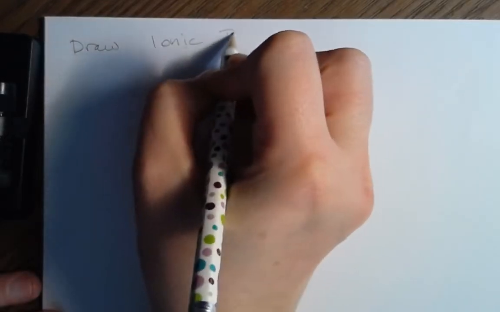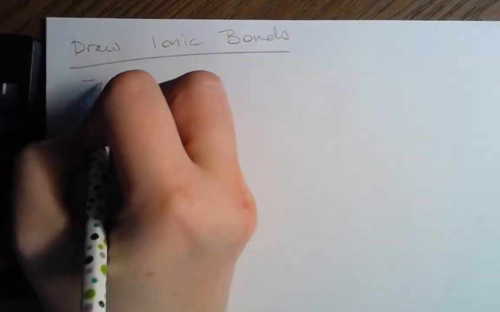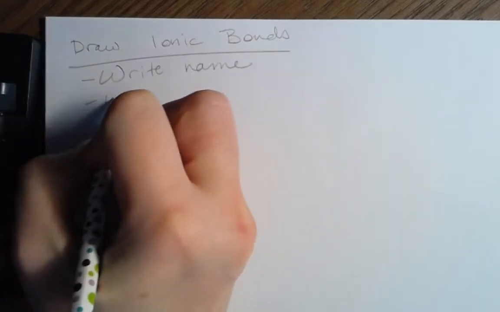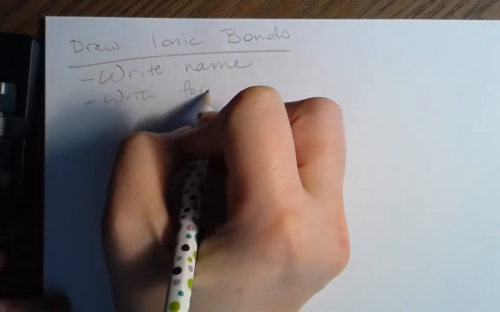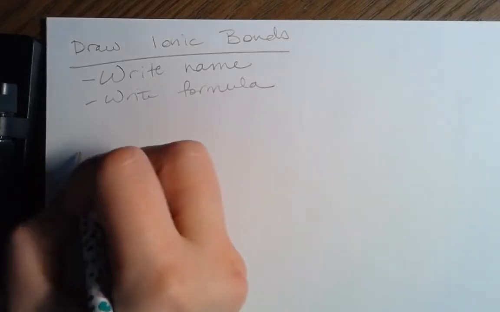What we are doing today is we are going to draw ionic bonds. We're also going to go totally nuts and write the name and the formula also. This seems like a lot to do in a single day, but don't worry because we'll get it. Key ideas to ionic bonds.